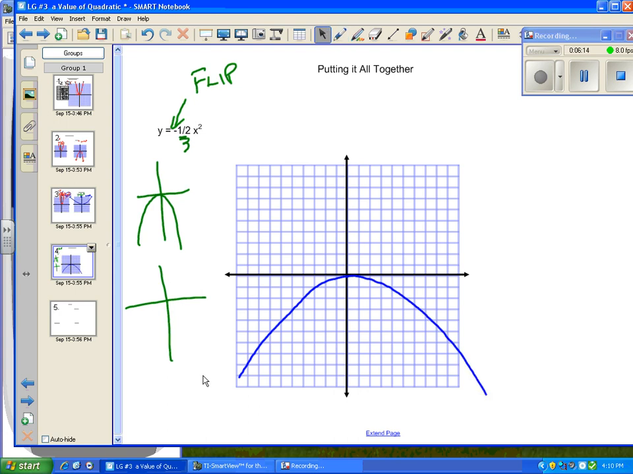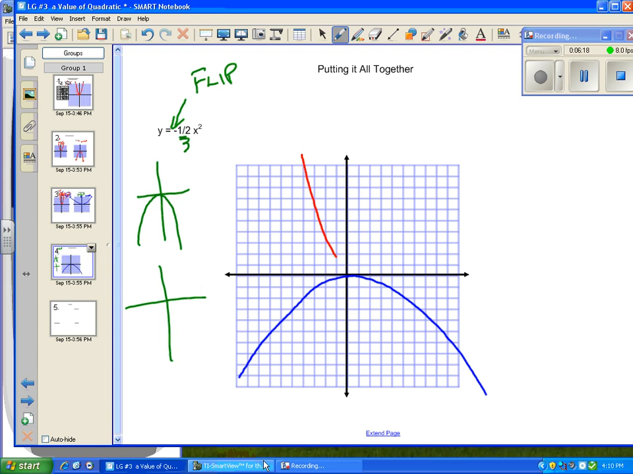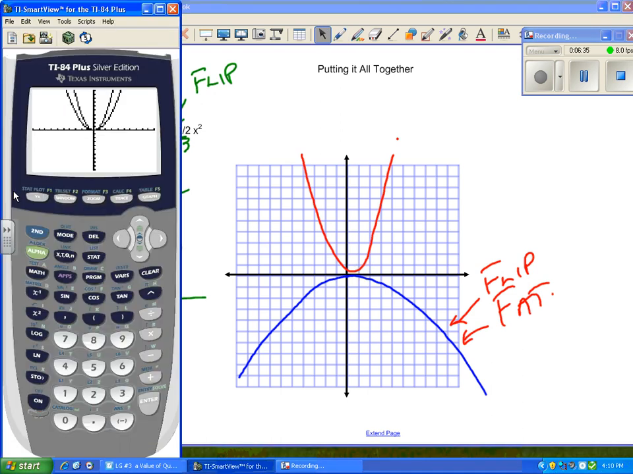So remember, what did our normal parabola look like? Our normal parabola looks something like this. This, in fact, is negative, which means it's flipped, and 1/2, which means it's, I like to call it fat. Okay? So here we go. Let's go back to our calculator, and let's actually plot that in there. So let's put in the y equals 2. Let's get rid of this one here.